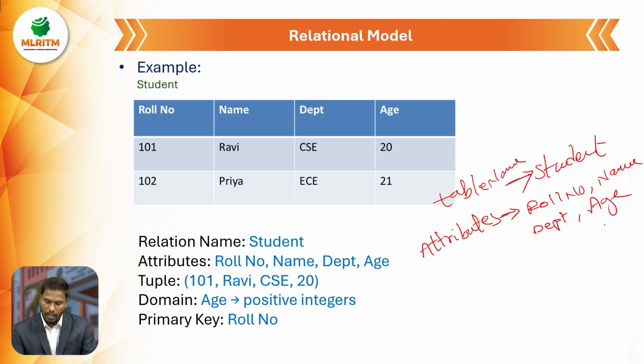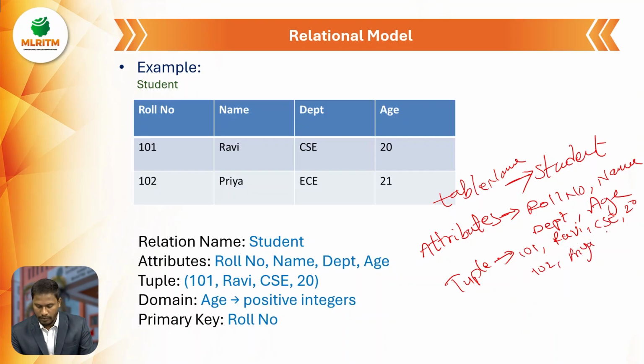Okay, what are the rows we are having? Tuples. How many tuples we are having? 2 tuples. One is 101, Ravi, CSC, and 20. Another one is 102, Priya, ECE, and 21. See, these two are records also.